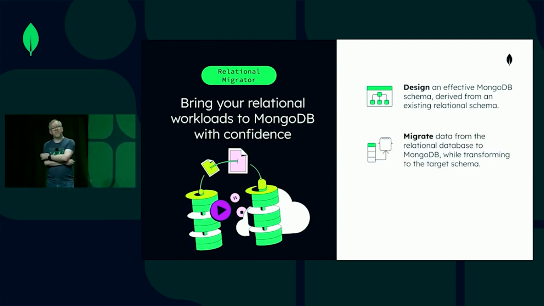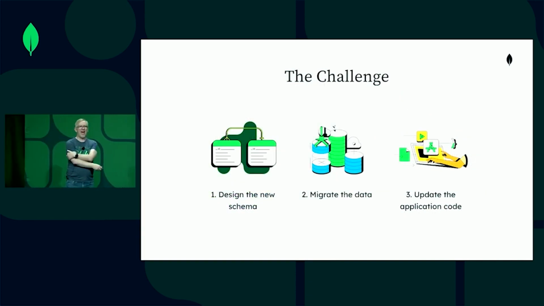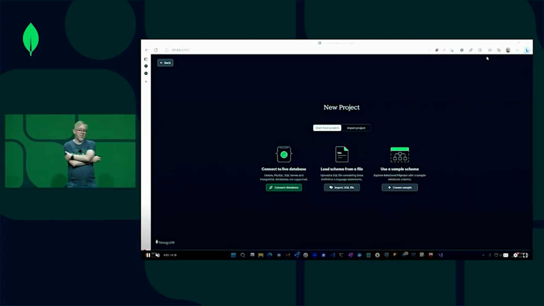It will move the data from the source database to the destination MongoDB, and it will transform it to align with your cluster. And finally, it will help with the application code side of things by generating code artifacts that will minimize the time, risk, and effort involved in actually moving that application code to MongoDB as well. We will be designing the new schema, migrating the data, and then updating the application code. There we go. So this is MongoDB Relational Migrator.